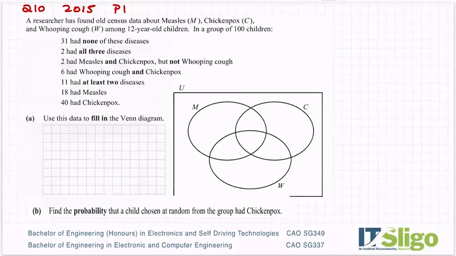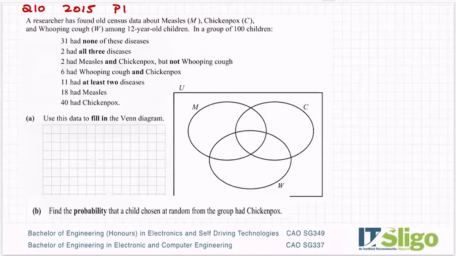In a group of 100 children, 31 had none of the diseases, 2 had all 3 diseases, 2 had measles and chickenpox, but not whooping cough, 6 had whooping cough and chickenpox, 11 had at least 2 diseases, 18 had measles, 40 had chickenpox. Use this data to fill in the Venn diagram.